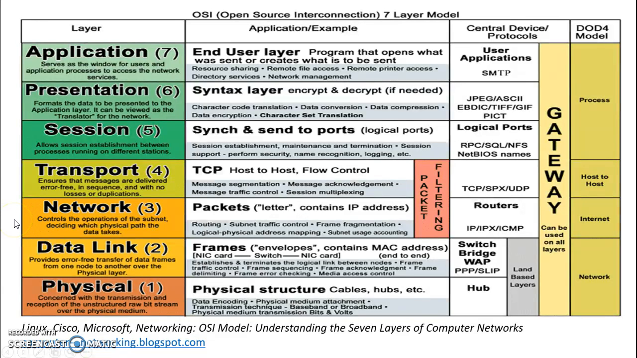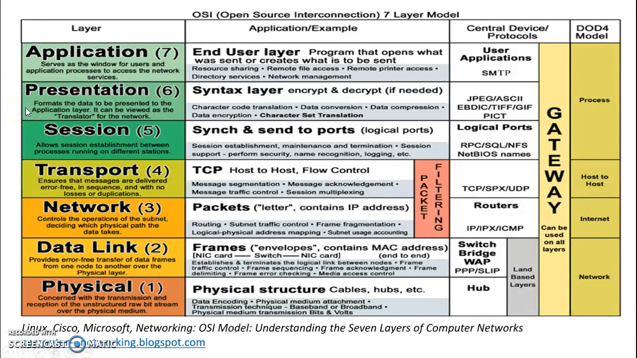The third layer is network, and it does what's called the packets, or the actual bits of information that's going to be transmitted. You have the transport layer, which is the fourth layer, and it ensures that messages are delivered error-free in sequence and with no loss or duplications. The fifth layer is the session layer, and it allows sessions to be established between two or more different stations.